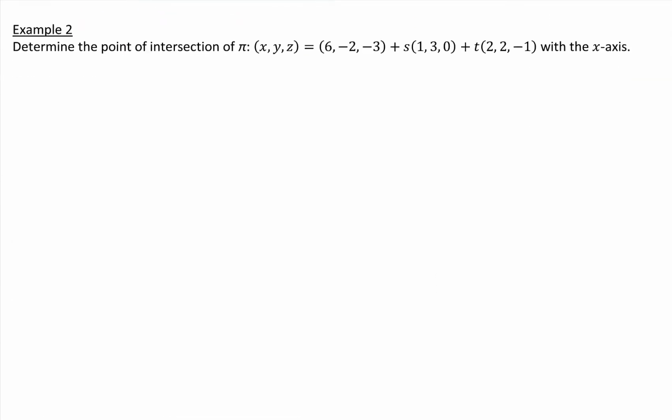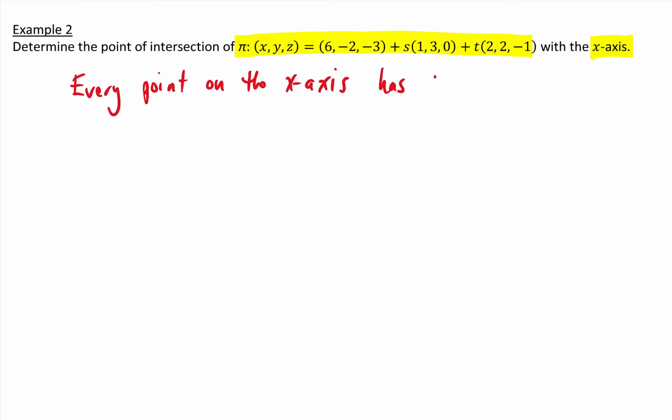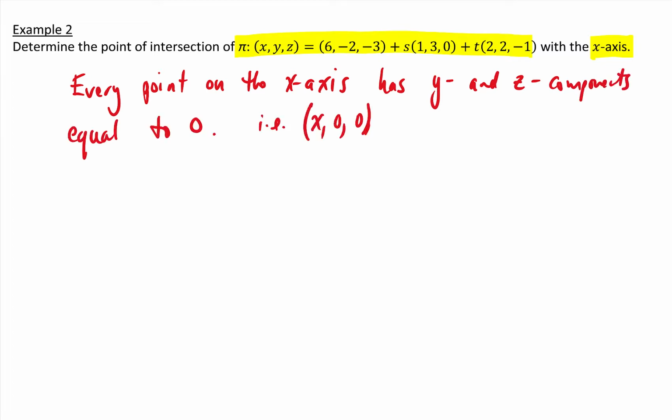Example 2. Determine the point of intersection with the following plane and the x-axis. On the x-axis, the y and z values have a value of 0. So when a plane passes through the x-axis, the y and z values must equal 0. So with that information, we're going to have to find the values of s and t. So let's take out the values that we need. So we need the y value.